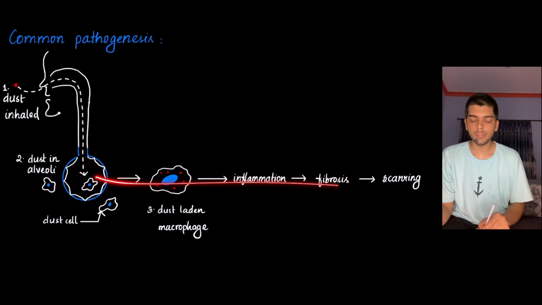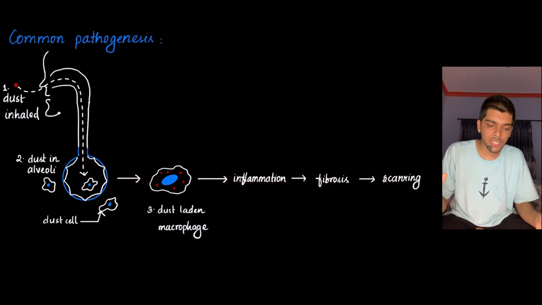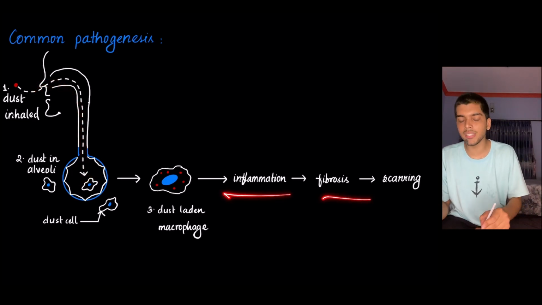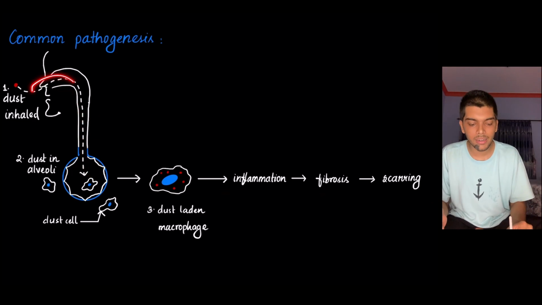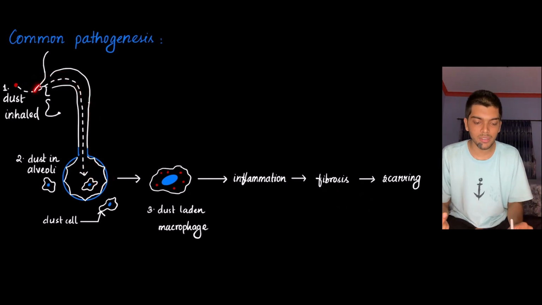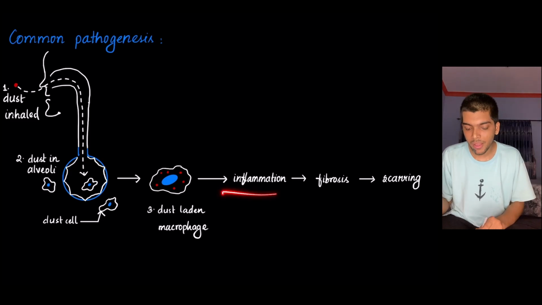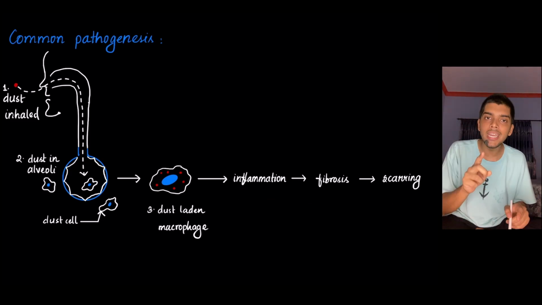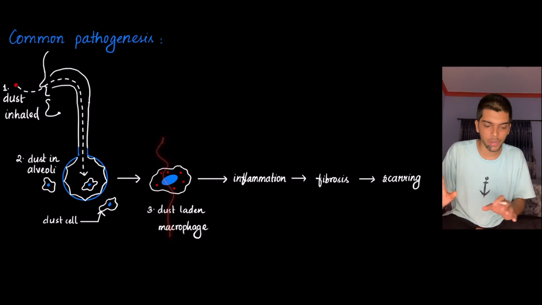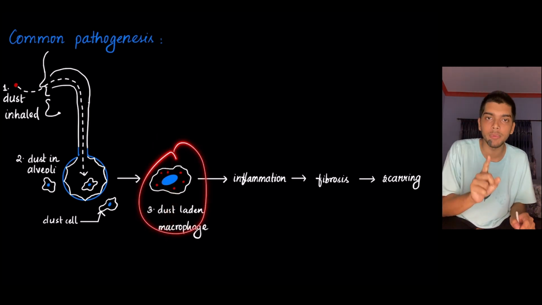So the same thing happens for coal worker pneumoconiosis: the coal enters your alveoli, inflammation, fibrosis, scarring. Silicosis, silica enters the alveoli, inflammation, fibrosis, scarring. Asbestosis, asbestos enters the alveoli, inflammation, fibrosis, scarring. However, in asbestosis, this is not there. I'll explain that soon enough. Wait, I'll explain.